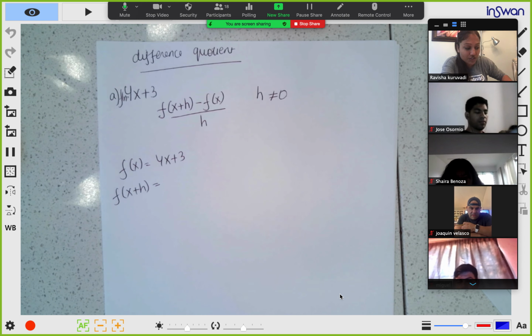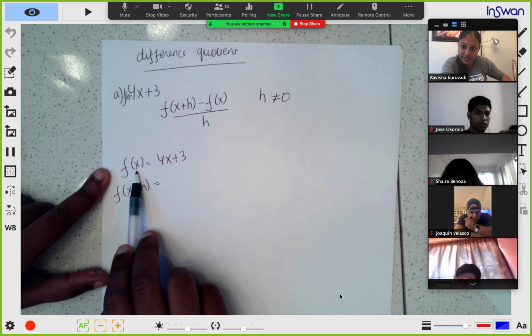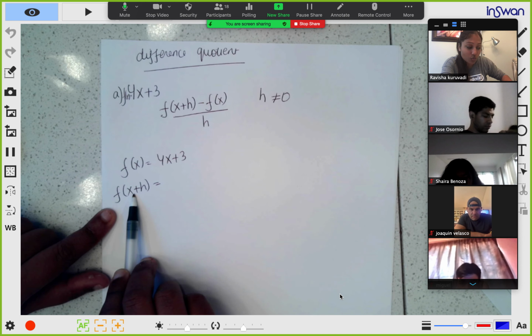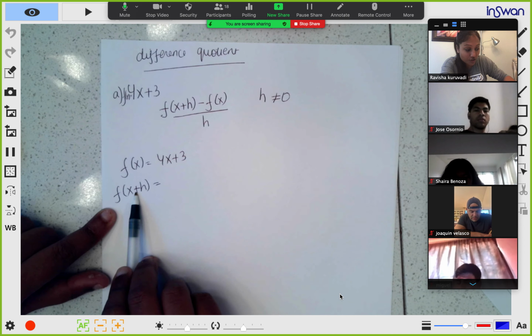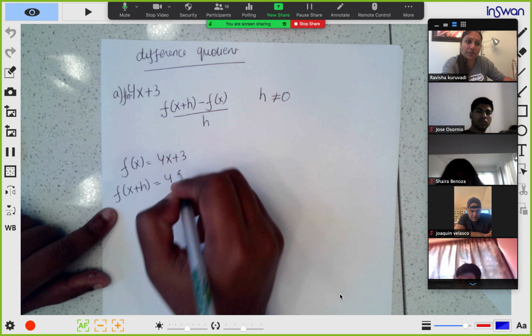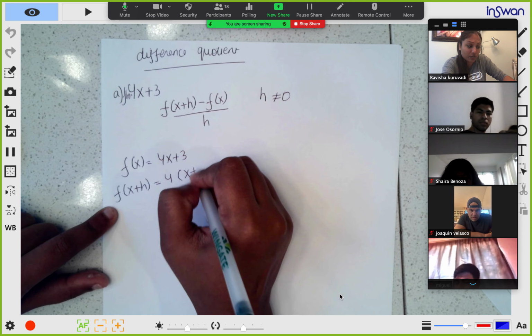When you compare these two terms, what are you seeing? Here in the bracket I had x. Here in the bracket I had x plus h. So wherever you see x, you're going to replace that with x plus h. Note, when you are replacing, always put it in a bracket. Whenever you're substituting a value, I would suggest you put it in a bracket. That way you will never make a mistake.